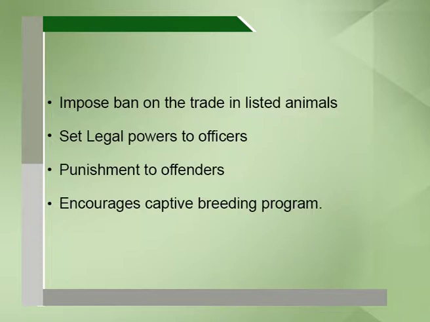There is also a punishment offered to the offenders, and it encourages captive breeding programs, which are most important as well as encouraging activities, because the captive breeding program is one of the programs to protect endangered animals as well as plant products under captivity. Under captivity means we are taking them from the natural environment to a man-made protecting environment, at least to protect them from endangerment.